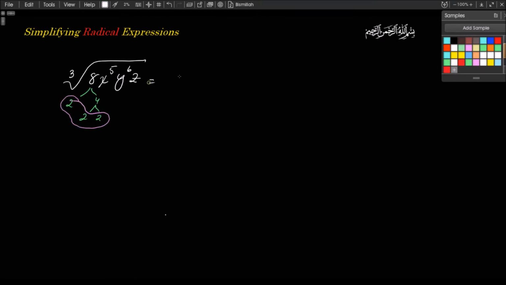Okay, so we can rewrite this. Now we have to make sure that we write that index in there as 3. We're taking a cube root here. We're not taking a square root anymore, okay? So that's 2 times 2 times 2, and then we have the rest of the radicand.